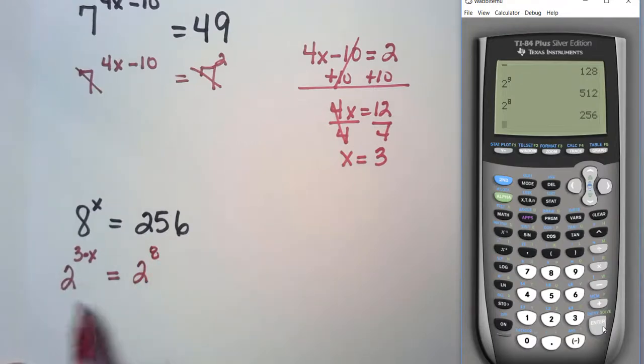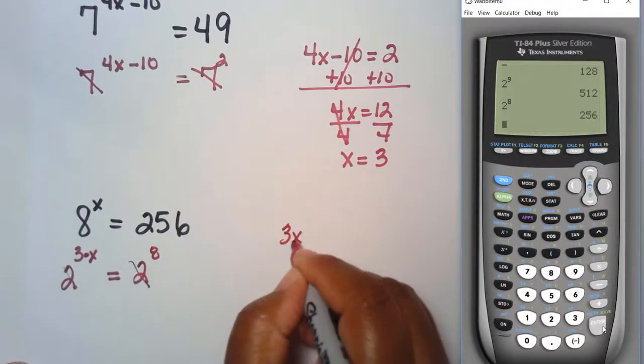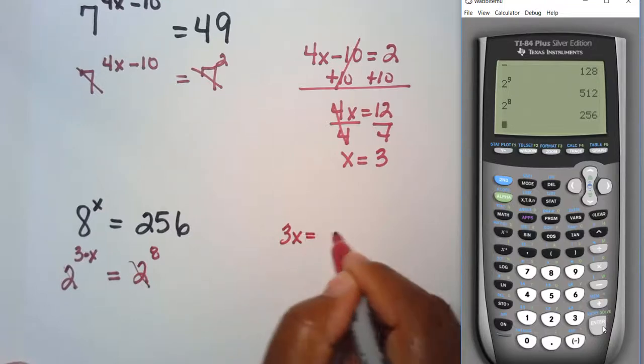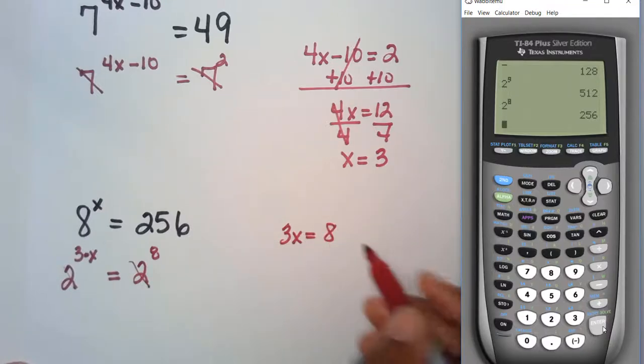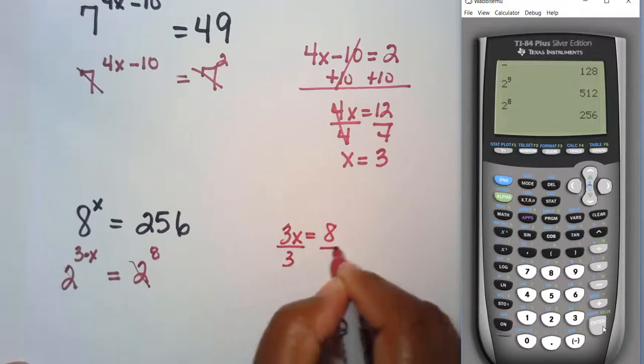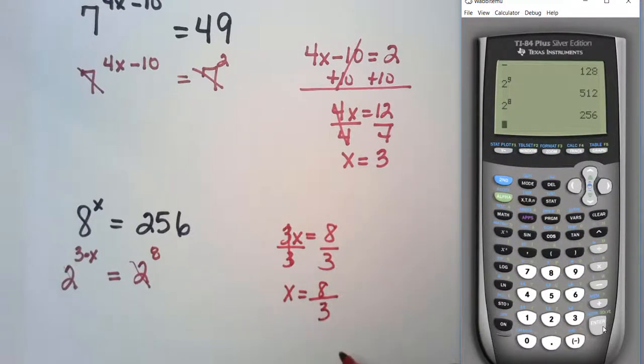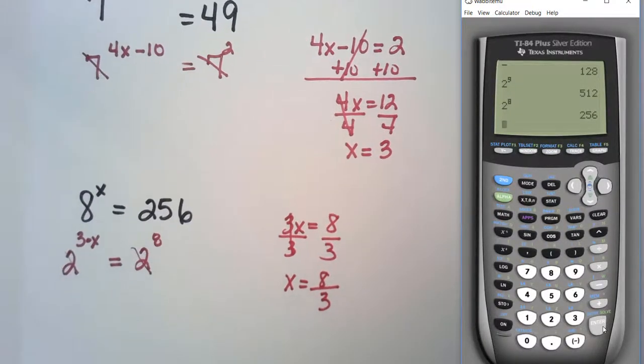Okay, so now we have a common base. We can drop the bases here. Our focus would be on the exponent. We have 3x is equal to 8. And to solve for x, we would divide by 3 on both sides. And we have x is equal to 8 over 3. There we go.